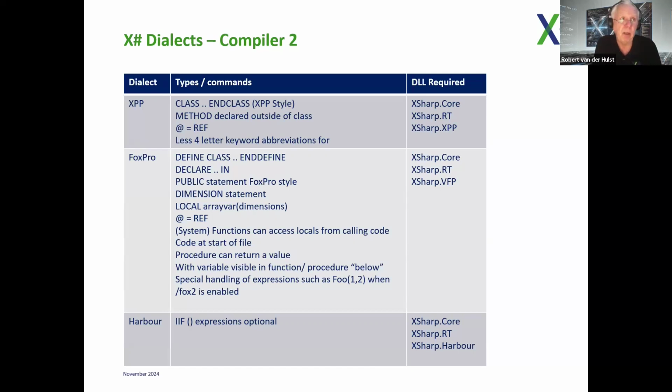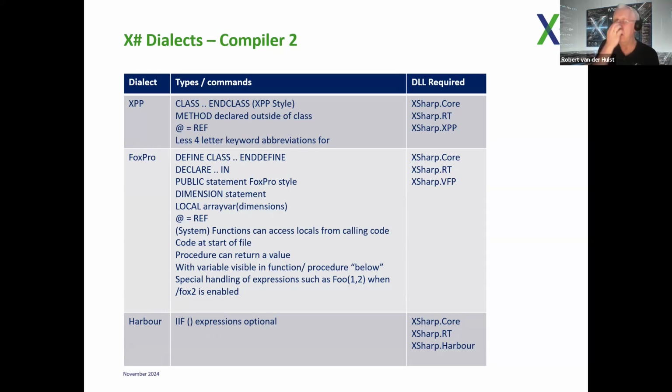X++ doesn't have the address of operator, and there are several statement or keyword abbreviations available in the VO dialect that are not available in X++. We carefully compared the X++ documentation and made sure that these are also not recognized as keyword abbreviations in our lexer, basically. I didn't cover the lexer, but that is the part of the compiler that recognizes words in your source code. The DLLs required are core and RT, and also X# XPP.